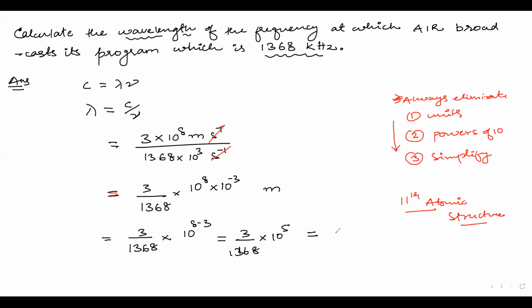0.002. Okay, yeah. So you can write that that answer is correct. You will get 2.1 into 10 to the power minus 3. That's 3 by 1368 into 10 to the power of 5. This will be equal to 2.1 into 10 to the power 2. This will be in meters. Okay. So can you think how large this wavelength is? It is almost 210 meters. It's very large, na? 210 meters.